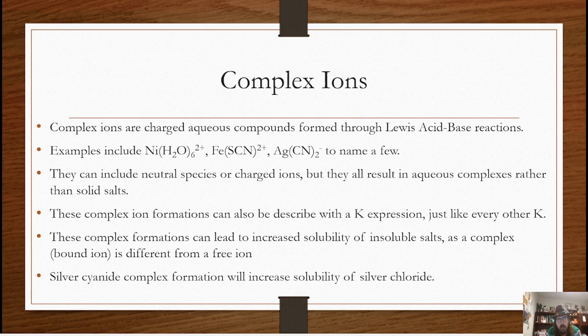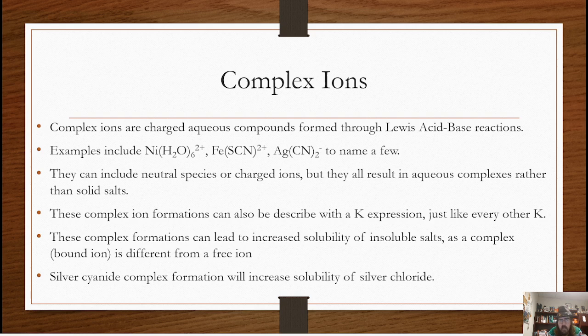Silver cyanide is another such complex ion. Some of these can be charged, some of these can be neutral, but the fact is they're aqueous and not solid. They are charged or neutral species that are aqueous in water. And so they have their own K expressions for these reactions. These complex formations can lead to increased solubility in insoluble salts, such that when an ion is complexed, it is bound and it acts differently than a free ion.